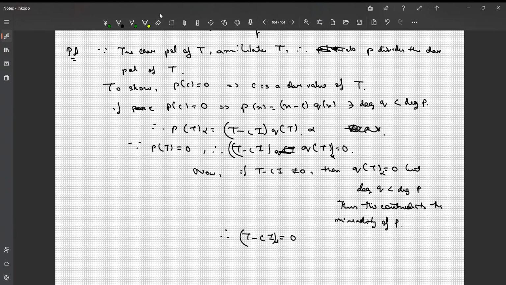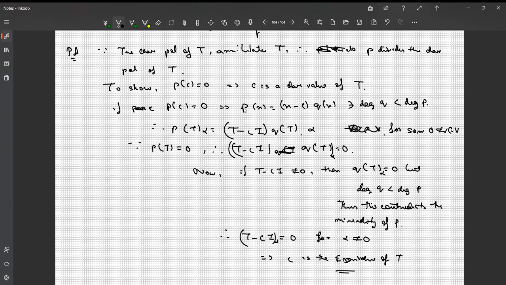Or rather, we can talk about this. Since this happens for any alpha in V, we can consider this for some non-zero alpha in V, because it will happen for all the non-zero elements. So this happens for alpha not equal to 0, but that means C is an eigenvalue of T, right? So that's the typical proof. Okay.